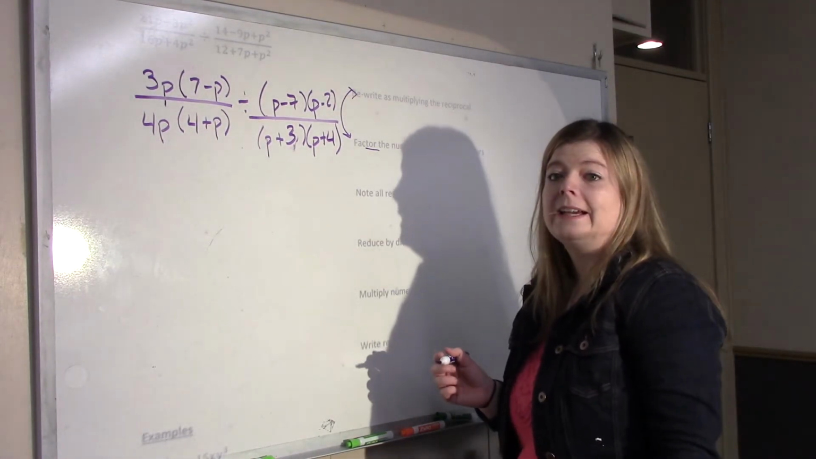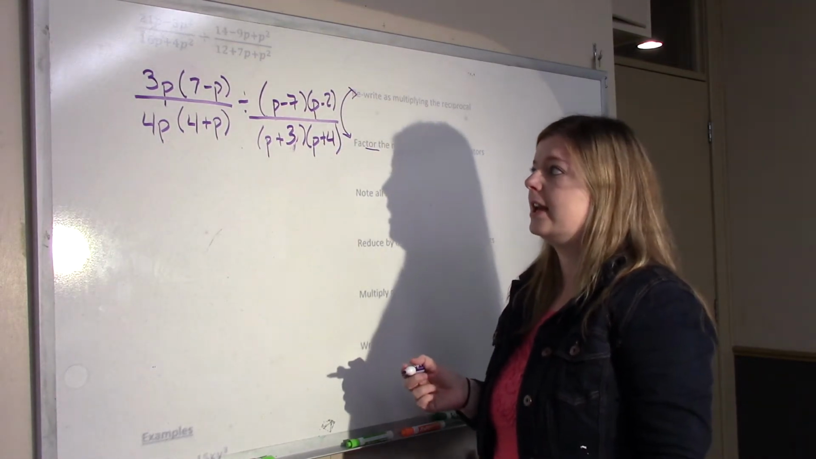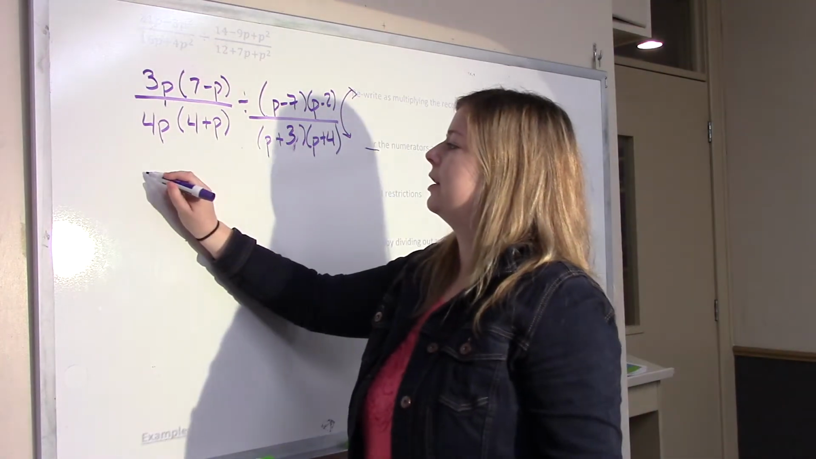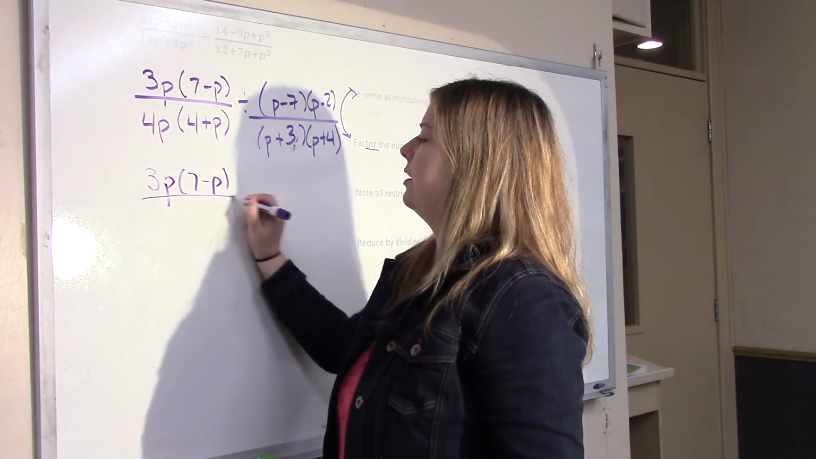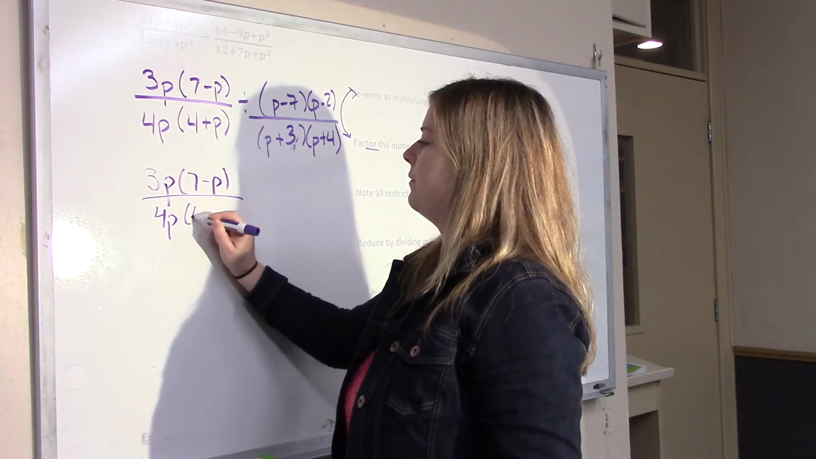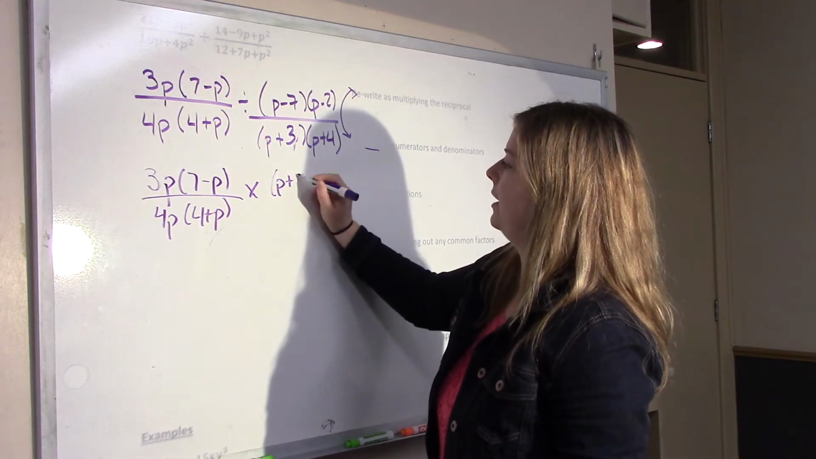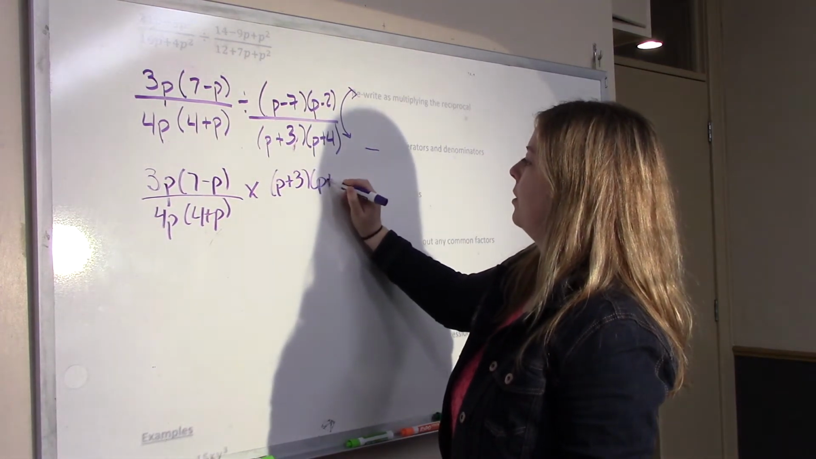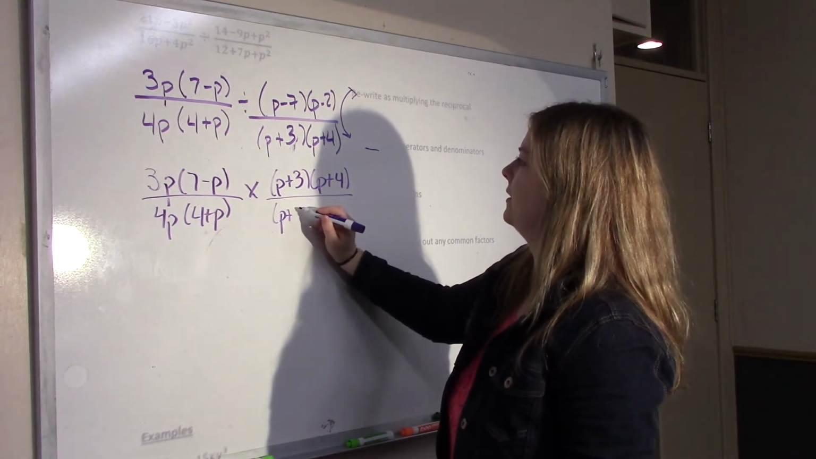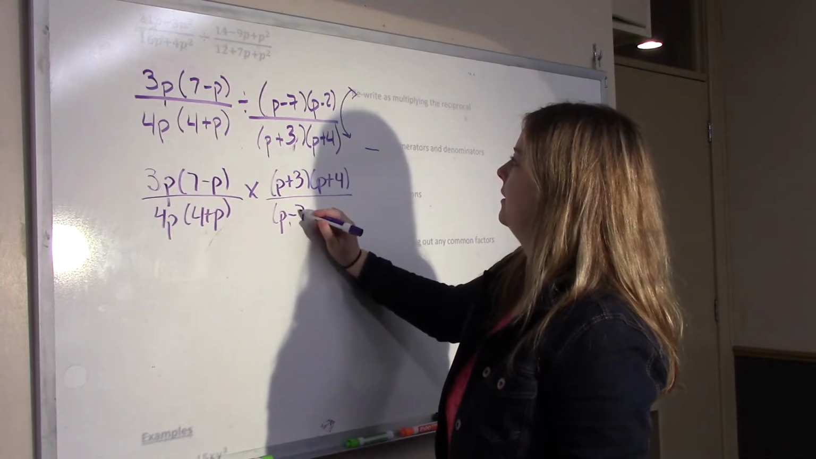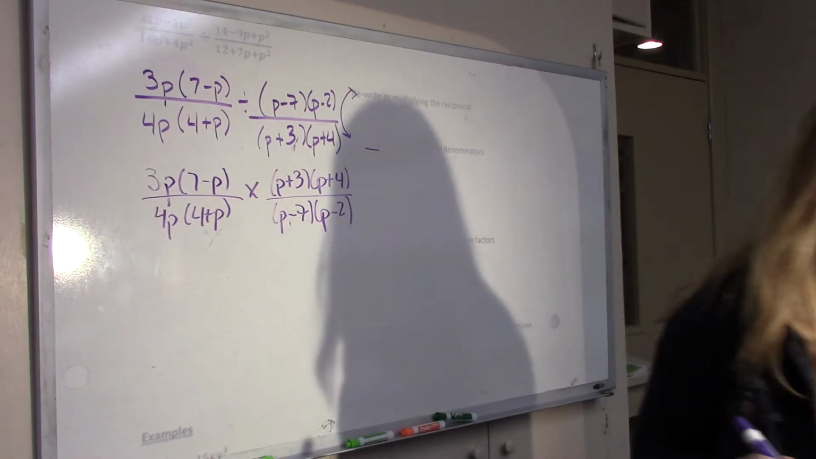You can only reduce when it's multiplication. So now we have to flip the second expression and turn this into multiplication. So you have 3p times 7 minus p all over 4p times 4 plus p, times p plus 3, p plus 4 divided by p minus 7, p minus 2. Okay? So take a look at that.